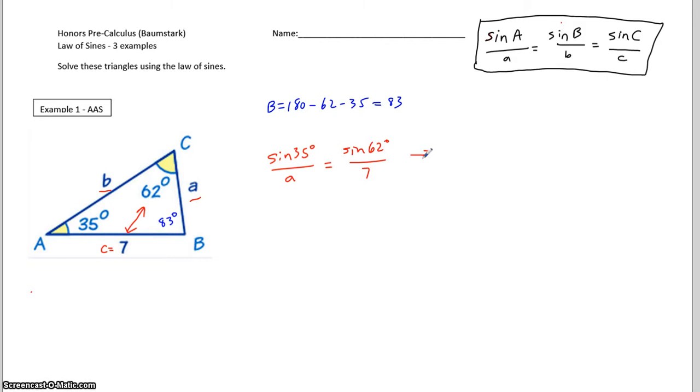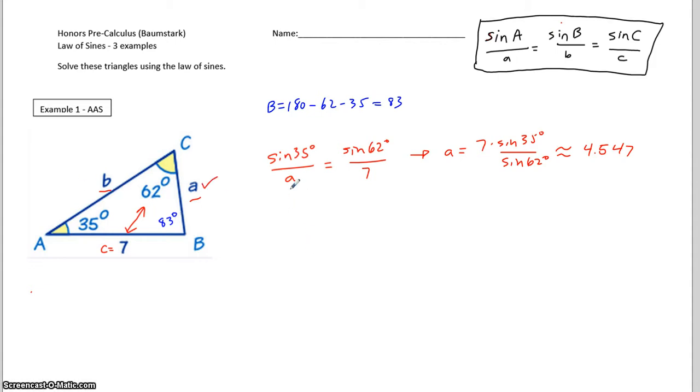And then we can just do some algebra to solve for what we need. A is going to be 7 times sine of 35 degrees over sine of 62 degrees. We just got that by cross multiplying and dividing out. And when you punch that in your calculator, you get something close to 4.547. So now we have A, and then we just do the same thing for B.